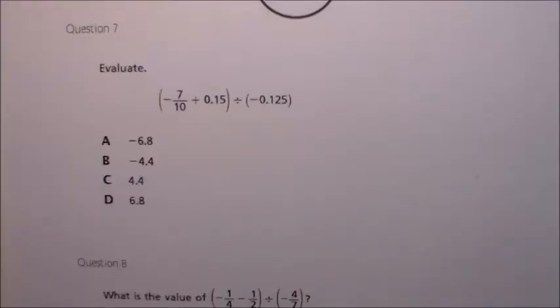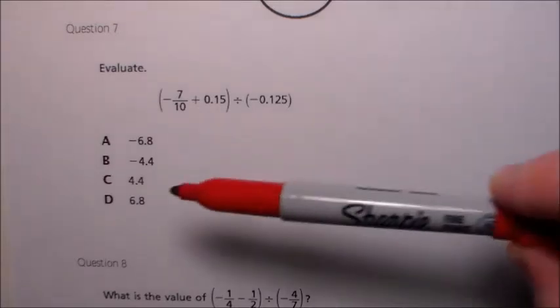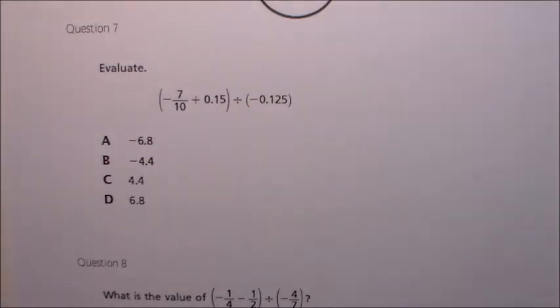All right, question 7. We have evaluate parentheses negative 7 over 10 plus 0.15 in parentheses divided by negative 0.125. And our answers, you can see, are all in decimals. So what do we do? Well, I think we should convert this to a decimal. Decimals are really much more calculatable, so we can just use our calculator to help us out.